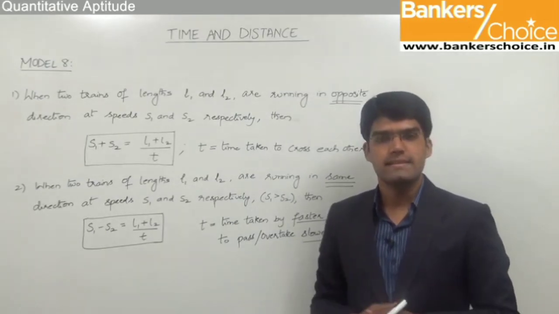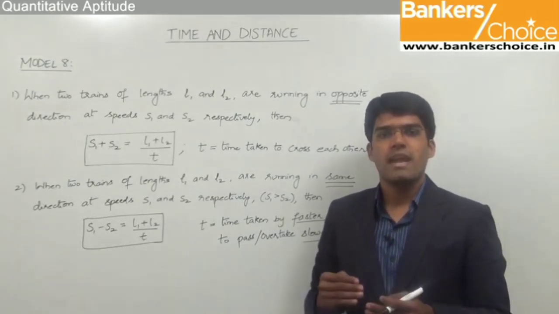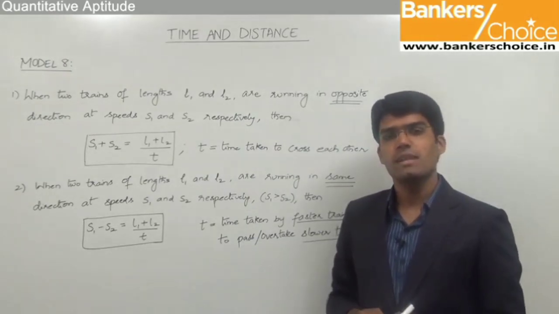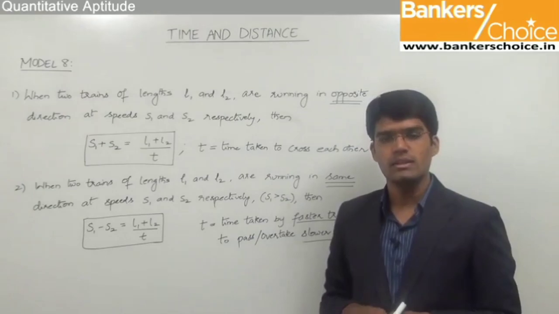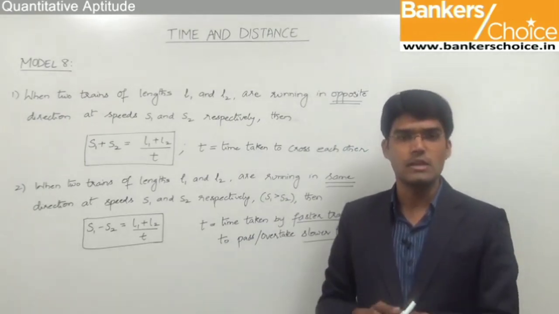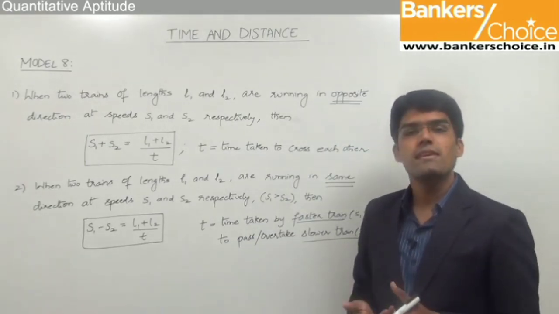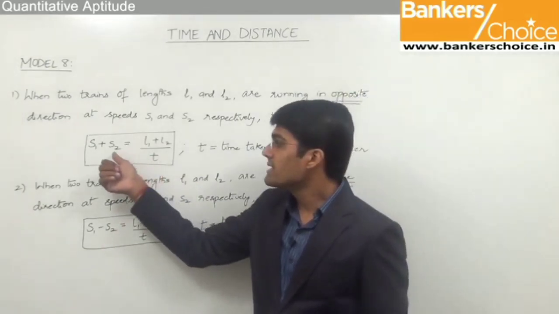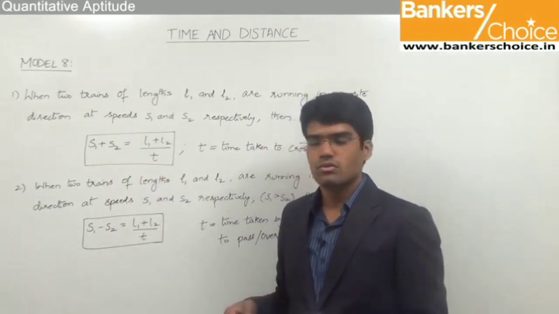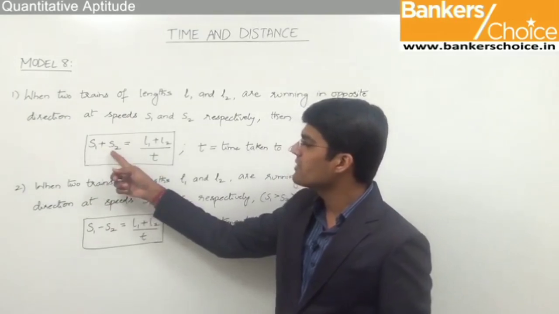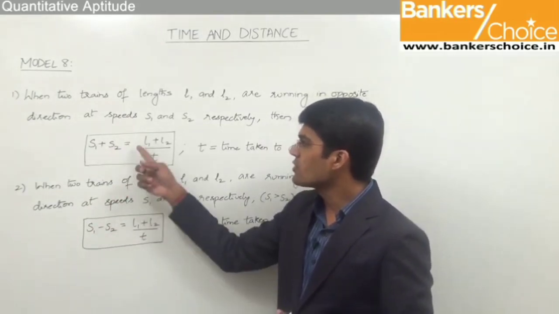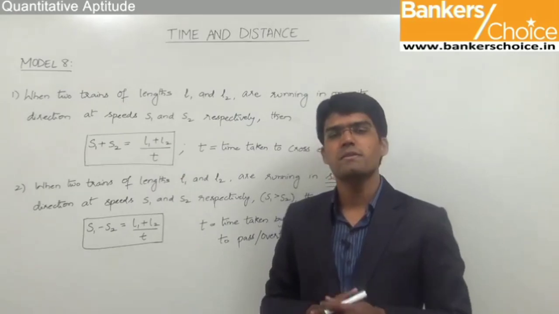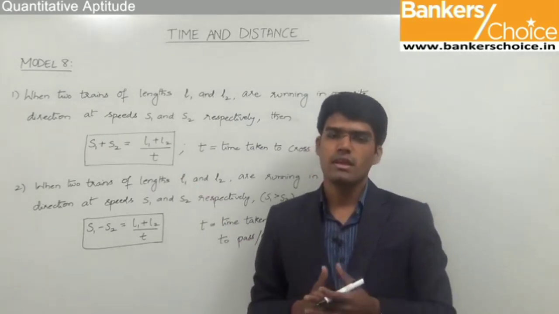In some special cases, a moving train may have to cross a train which is stationary. So in that case, we can assume that the length of the moving train is L1 and the length of the stationary train is L2. Now the equation to be used there will also be any one of these two. Why? Because the speed of the second train is 0. So we simply can say that S1 plus 0 or S1 minus 0 should be equal to L1 plus L2 by T. So that's how, depending on the speeds of the trains, we can substitute the values and get the answer.